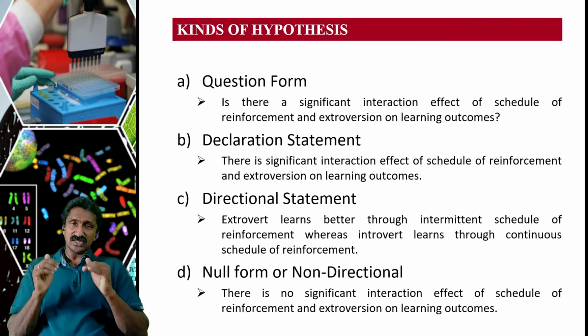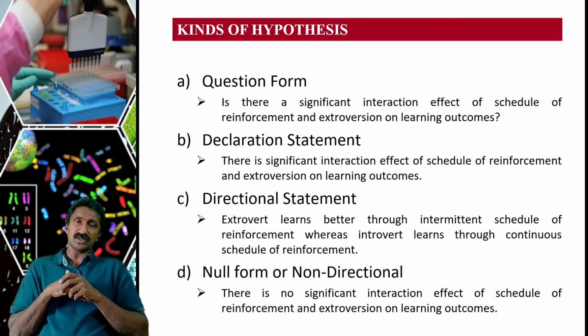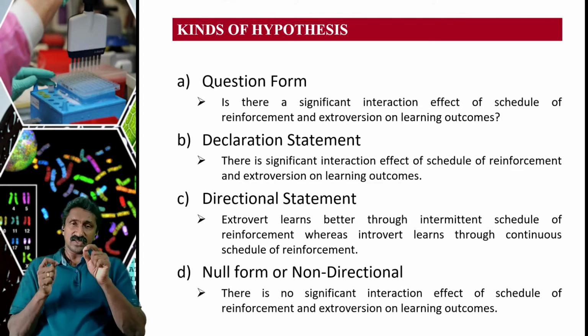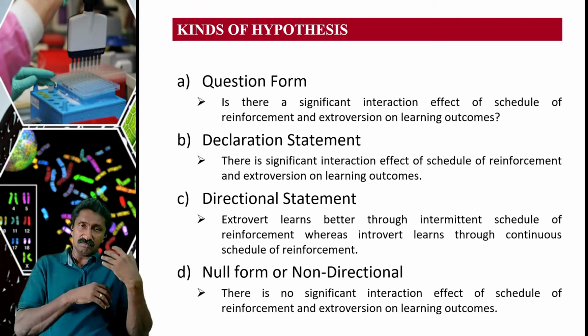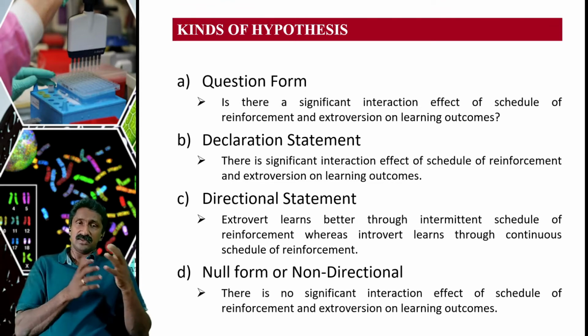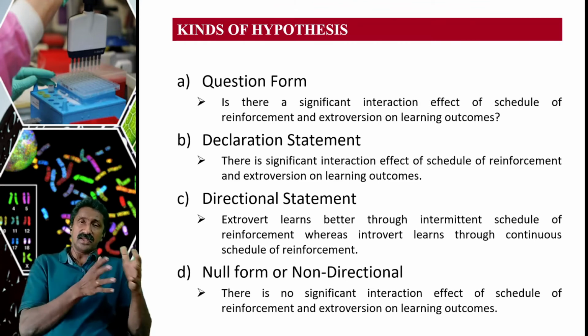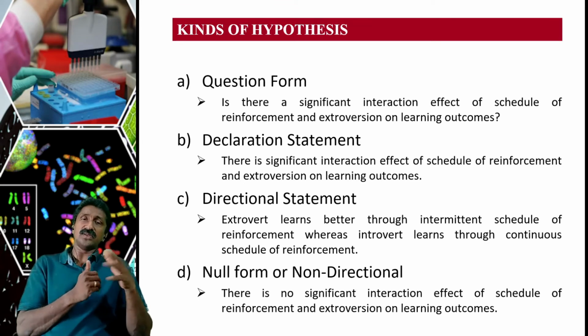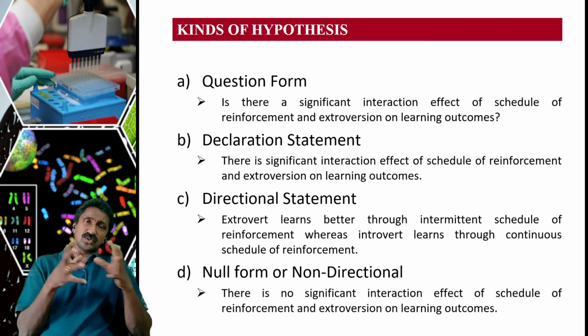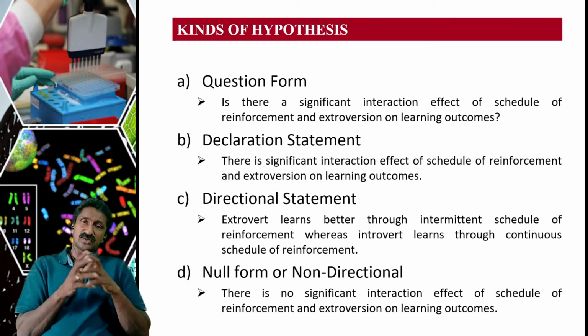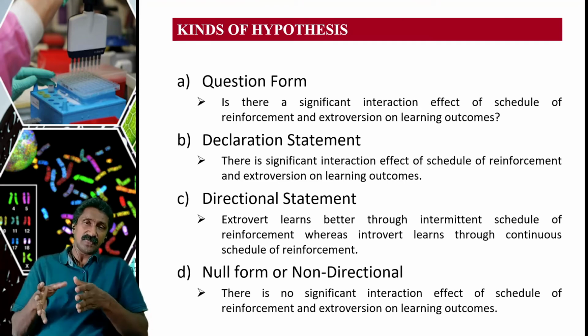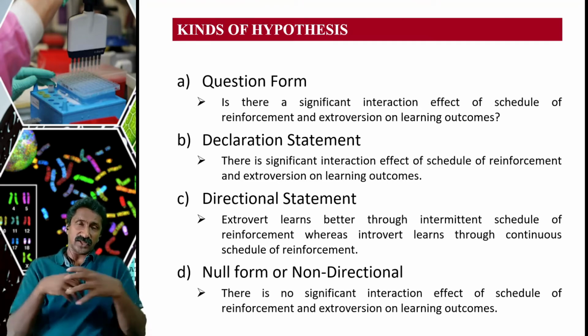So we are setting some restrictive conditions on these experimental designs: extrovert learners will have a better learning outcome based on an intermittent schedule of reinforcement or support, and introvert learners through a continuous schedule of reinforcement. So these two statements are actually directional statements which can be specifically tested in two directions.